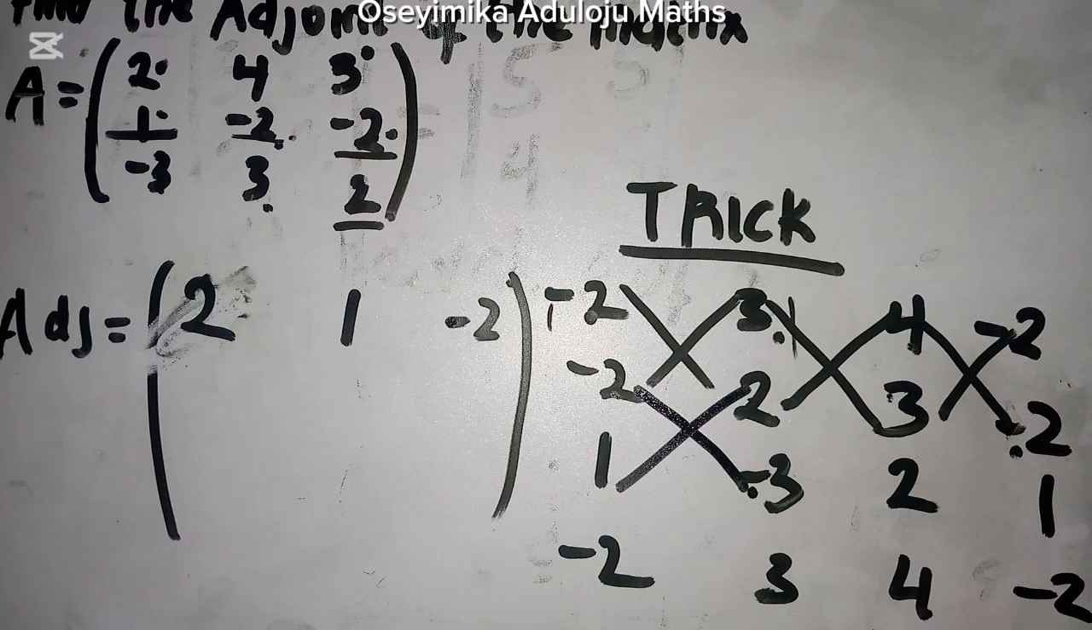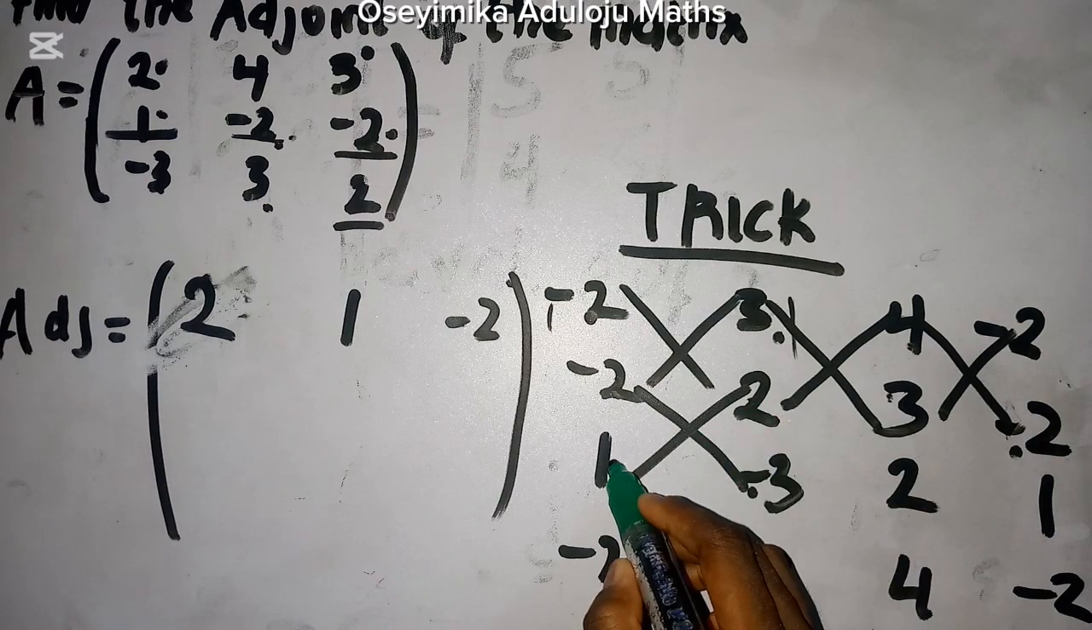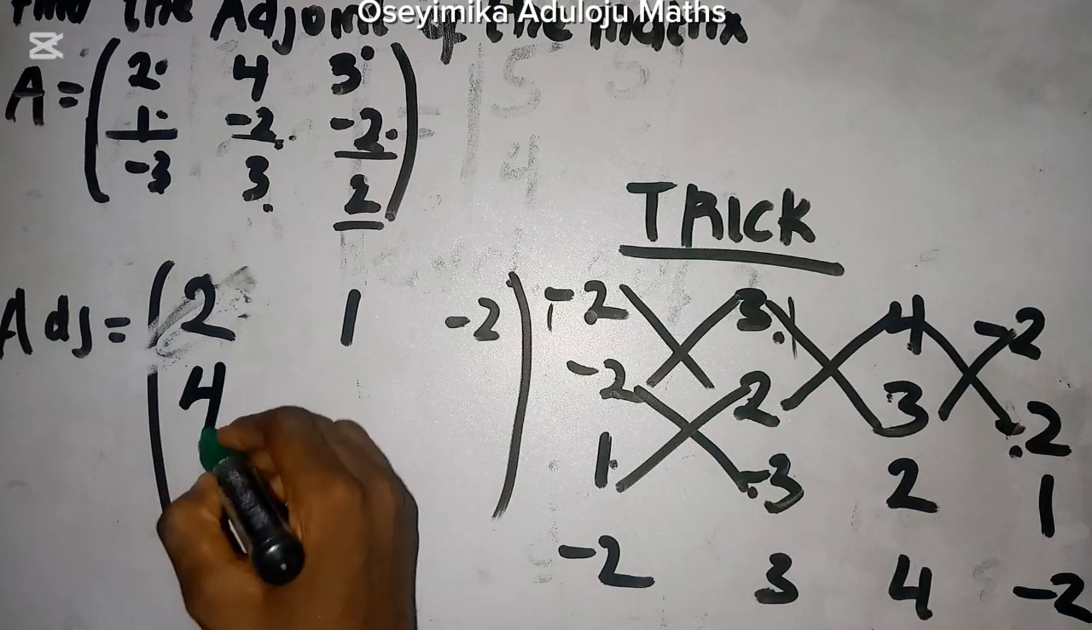And we also come to this part, we do the same thing. Minus 2 multiplied by minus 3, that is plus 6. So plus 6 minus 2 multiplied by 1. So 6 minus 2, that is 4. So bring our 4 here.